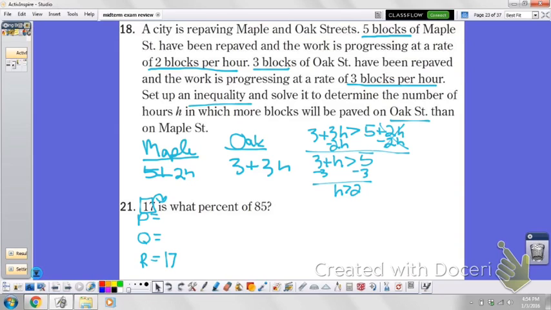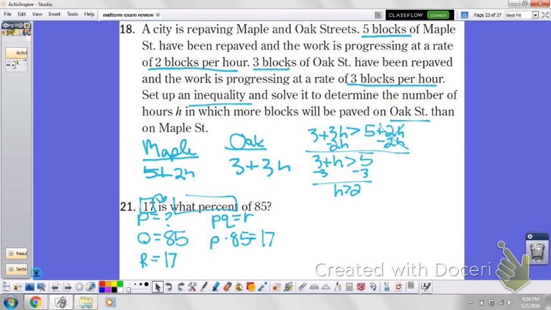And then it's asking 17 is what percent? What percent? That's a dead giveaway that I don't know my percentage. That's what I'm trying to find. So I then know that Q is 85. Remember, our equation is P times Q is equal to R. I don't know my percentage, so that's P times 85 is equal to 17.